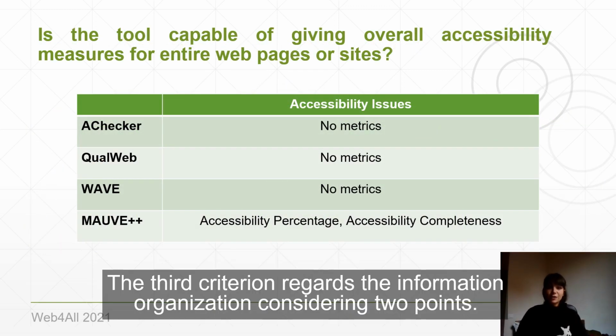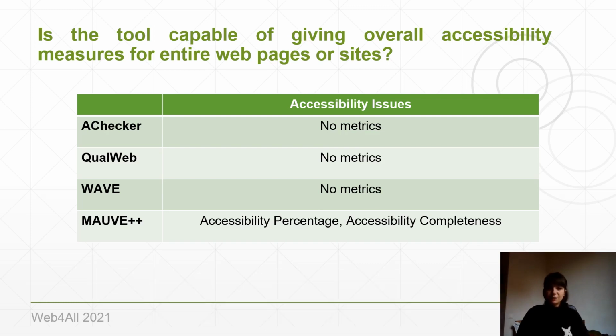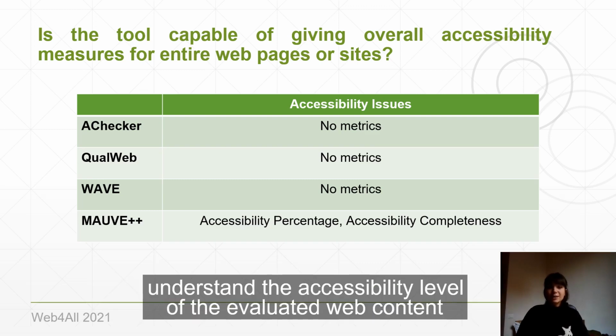The third criterion regards the information organization, considering 2 points. The first point regards the capability of the tool of giving overall accessibility measures. Among the 4 tools, only MAUI++ is able to provide metrics that can help the user understand the accessibility level of the evaluated web content.